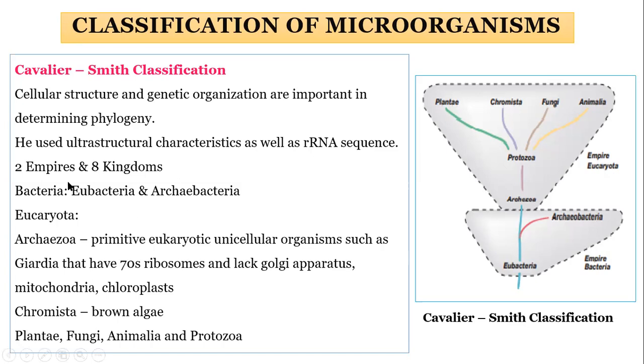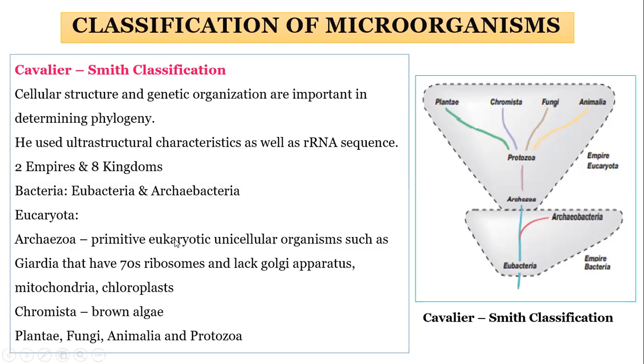The two empires are bacteria and eukaryota. The empire bacteria includes two kingdoms, eubacteria and archaebacteria, whereas empire eukaryota includes the other six kingdoms. They are archaezoa, protozoa, plantae, chromista, fungi, and animalia.